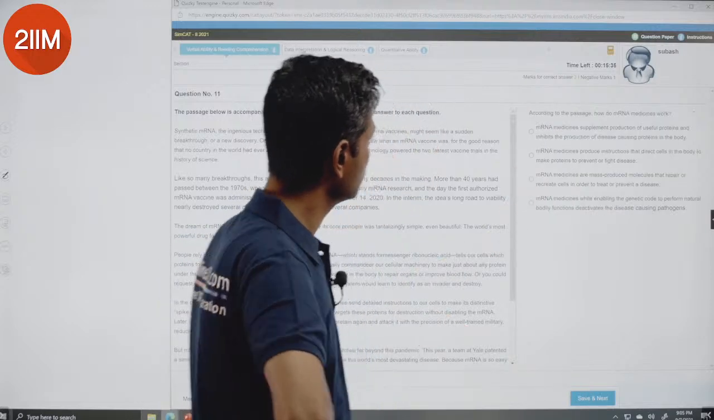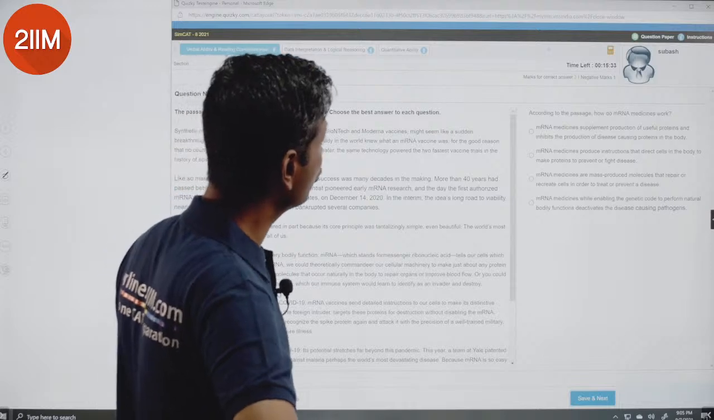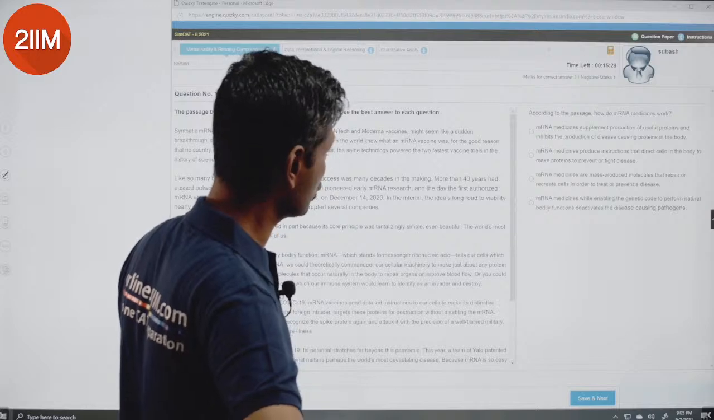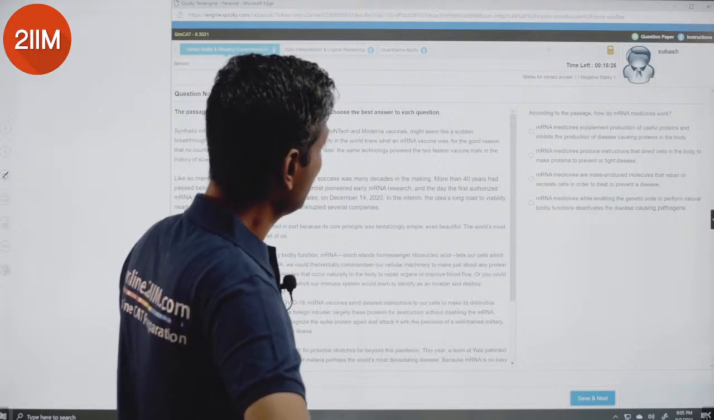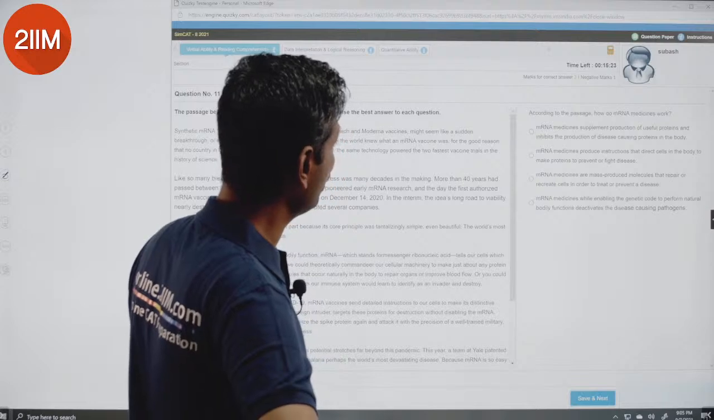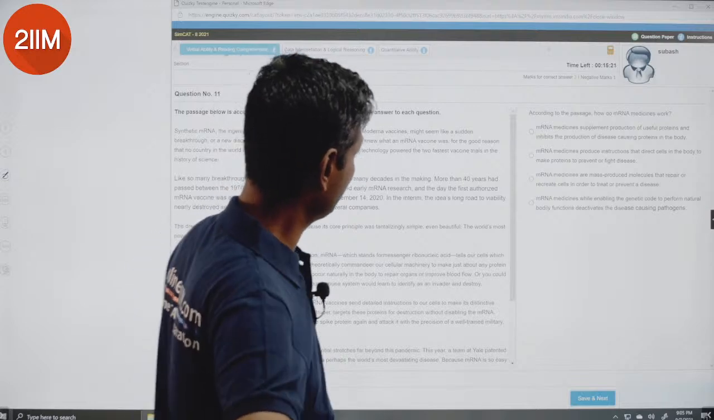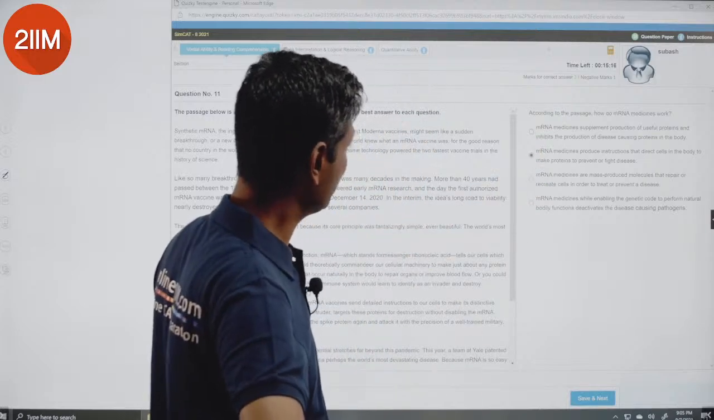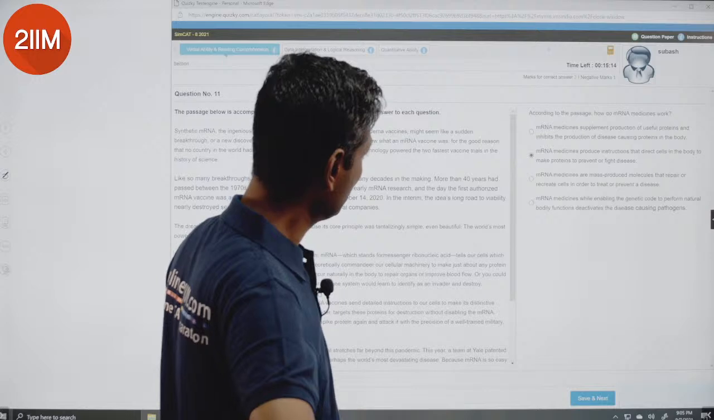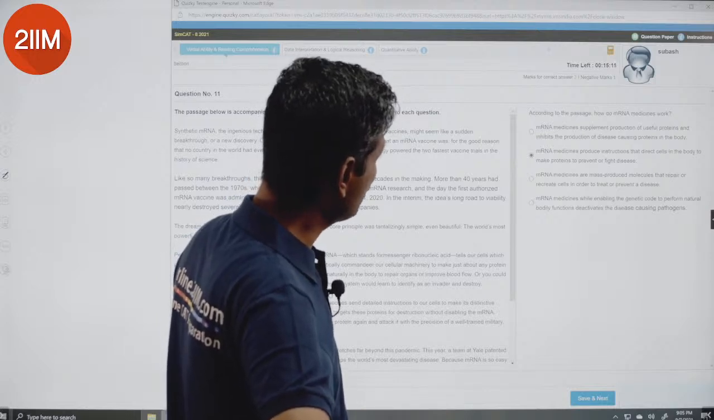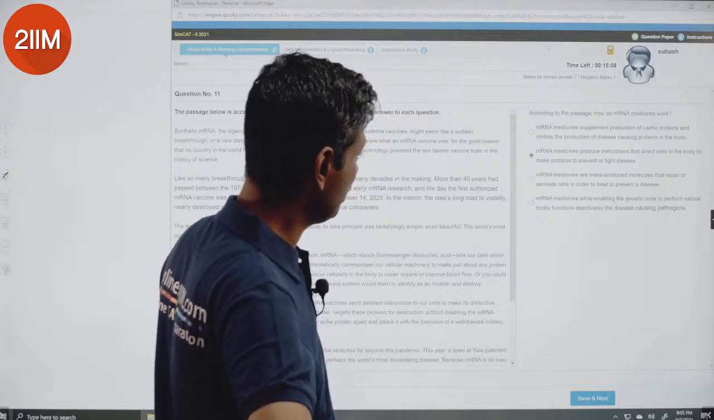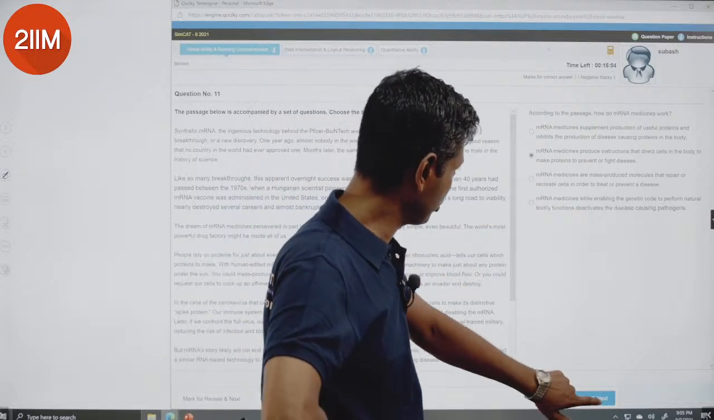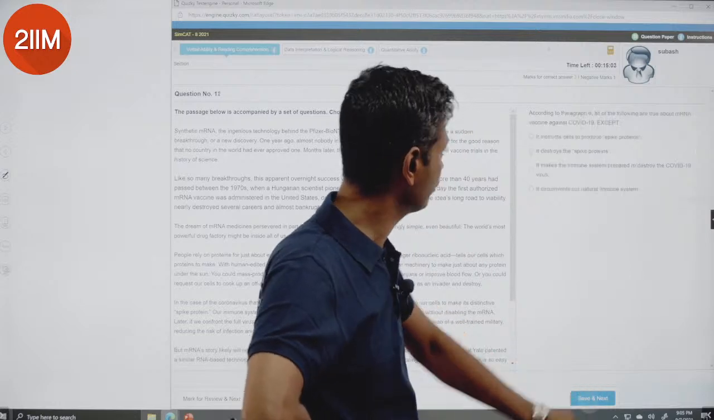C works. According to the passage, how do mRNA medicines work? mRNA medicines supplement production of useful proteins and inhibits the production of disease-causing proteins. No. Produce instructions that direct cells in the body to make proteins to prevent or fight disease. Are mass-produced molecules that repair or recreate cells in order to treat or prevent a disease? No. While enabling the genetic code to perform natural bodily functions, deactivates the disease-causing pathogens? No. The body to make proteins to prevent or fight disease.